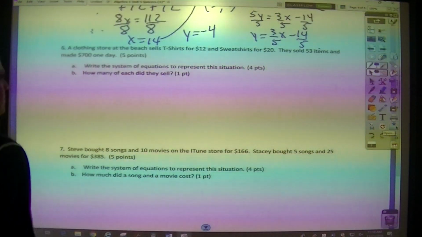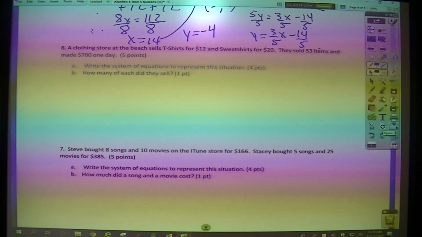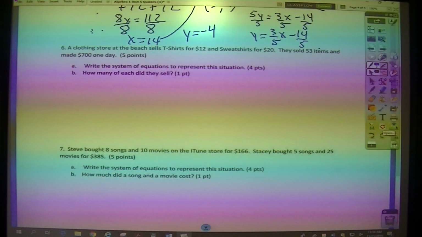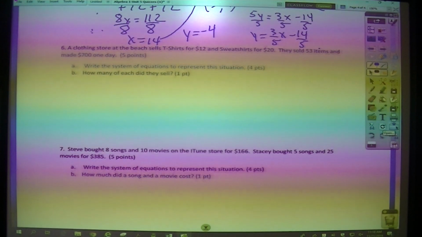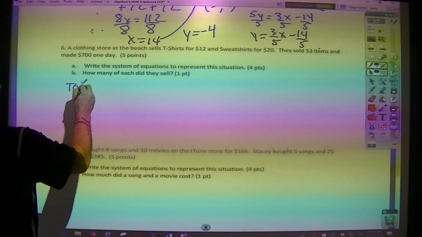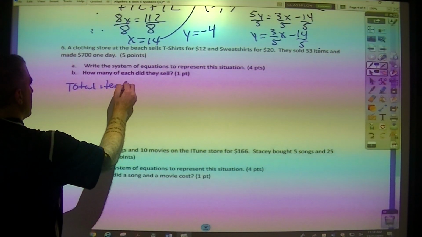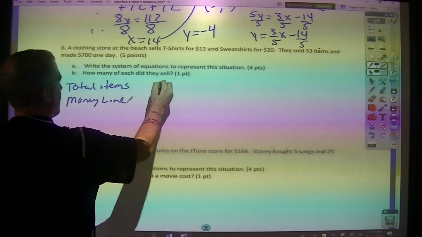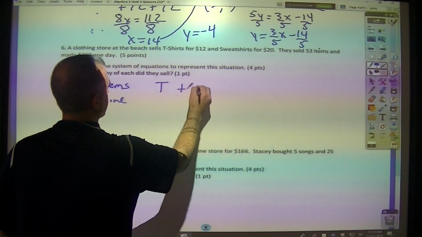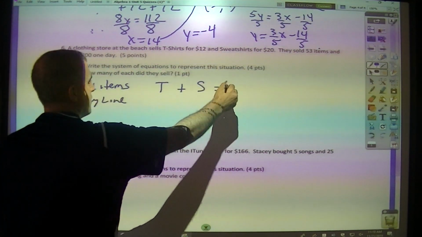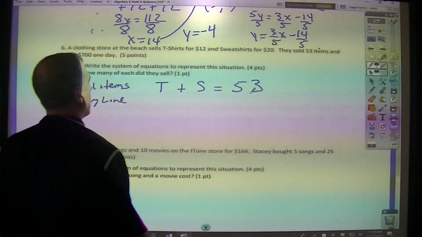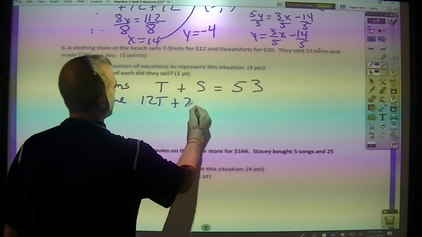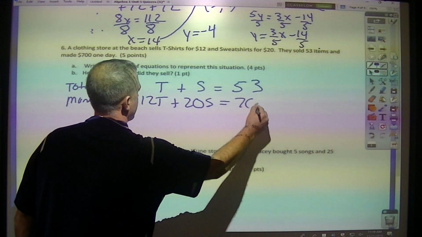Okay, a clothing store at the beach sells t-shirts for $12 and sweatshirts for $20. They sold 53 total items and made $700 in one day. So what you need is a total items line on this one, and you need a money line. Your total items, you have t-shirts plus sweatshirts. The total number of items was 53. The next one is 12 t-shirts plus 20 sweatshirts, and it was $700.